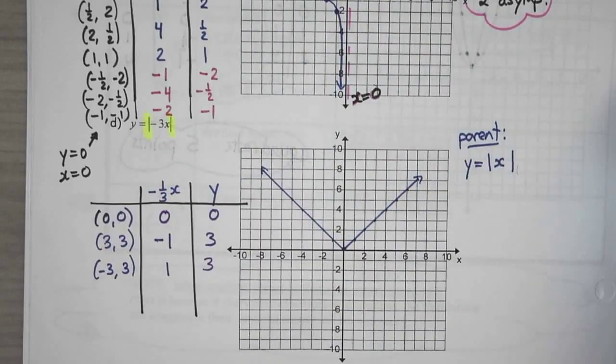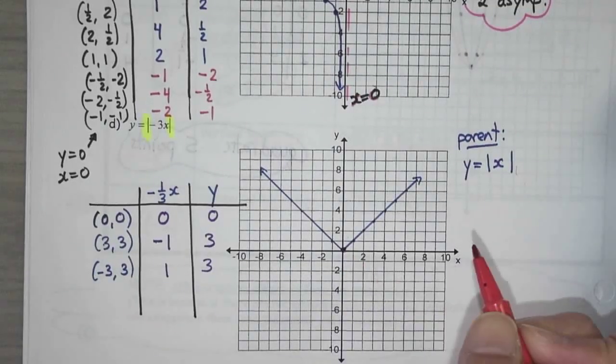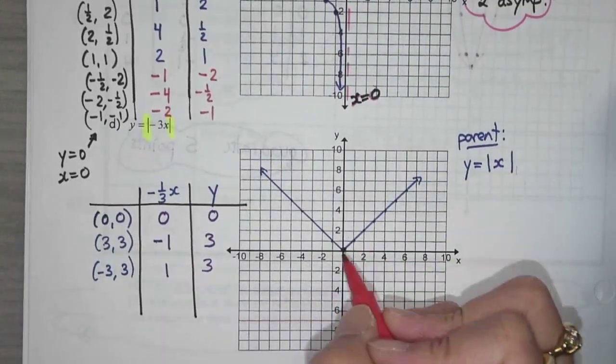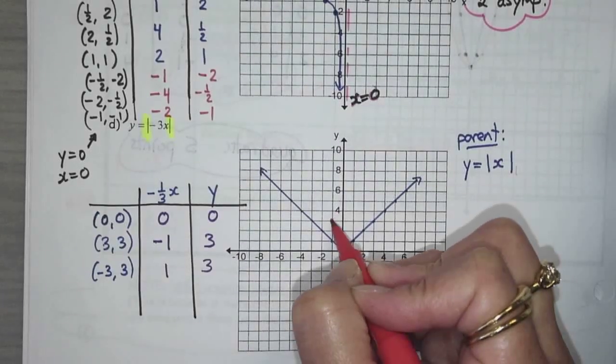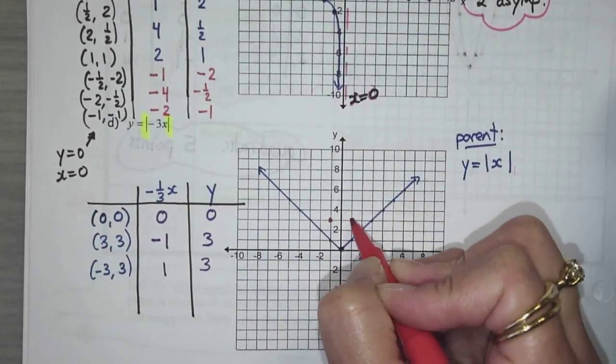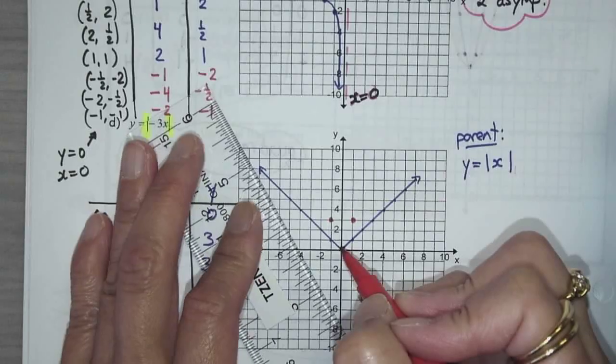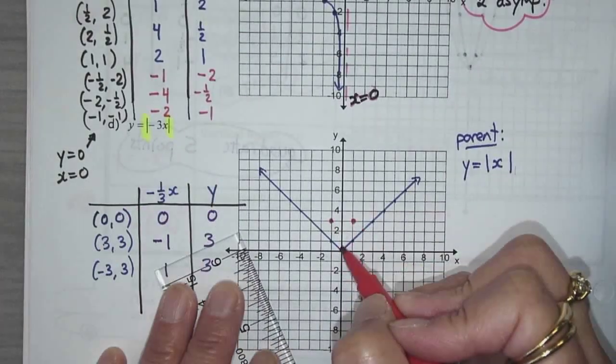So you can see when I plot this lovely thing, I still get 0, 0, right? 0, 0 is there. -1, 3, which goes here, and 1, 3. And then look, can you follow the pattern?